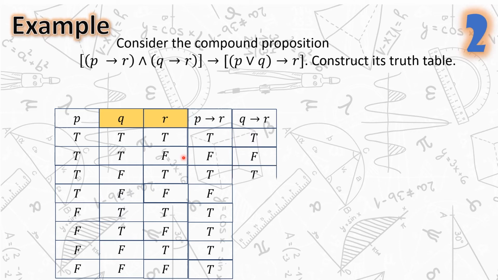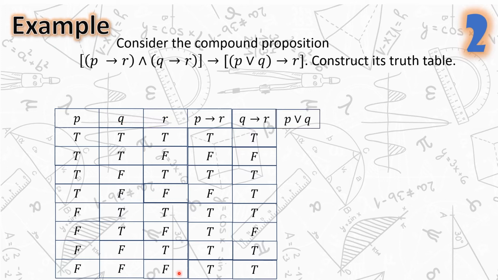Second row, false. Next, true. Next row, true. Next row, true. And then false. And then true. And then true. Next part, we will have P or Q.